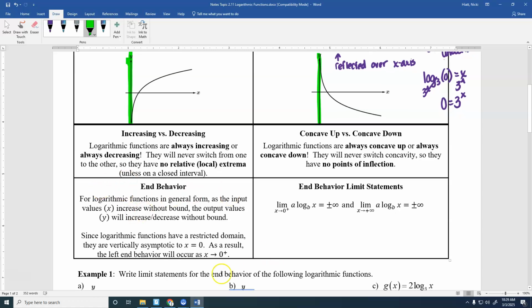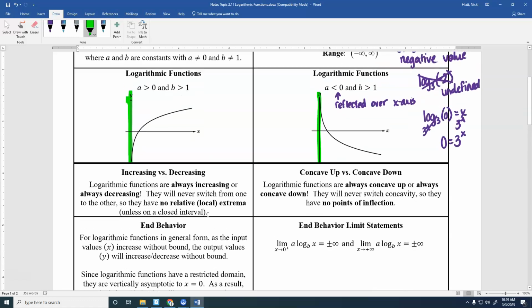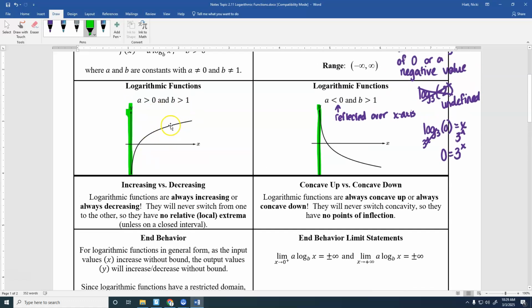Now, when it comes to end behavior, things are going to be a little bit different. Because if I look at this graph right here, if I look at my left statement, so far, every problem we've done on the left statement, we have said the limit as x approaches negative infinity of f of x. But does this graph approach negative infinity? Where do its x values stop?